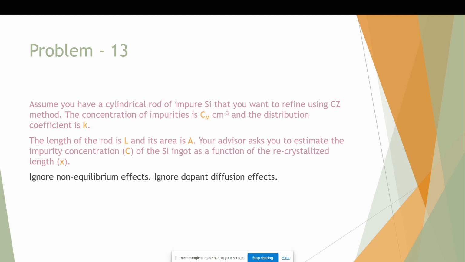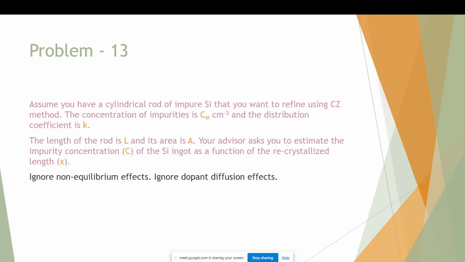So, last problem. It's a bit long, so I'll read it and we'll try to do it together. This was one of the assignment problems that I got when I did the course, so it might be helpful for you guys also.